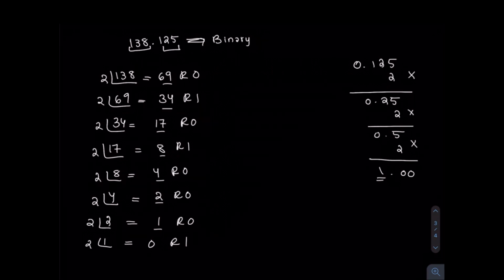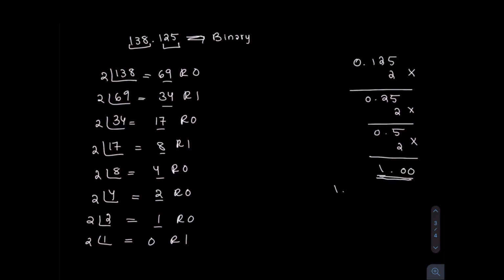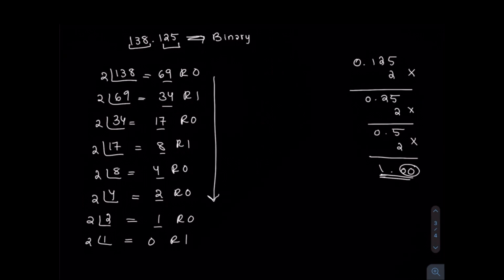If you need to continue, then just continue. But here you can't because it's 1.00. But if you have something like 1.20, then you can continue. I will give you another example so you can understand what I mean. To write it, we will read it from top to bottom, right to left. So 0, 1, 0, 1, 0, 0, 0, 1.